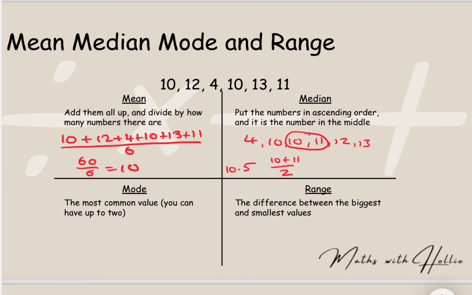The mode is the most common. So this one's nice and easy. We just look for which number we see the most. So in this question, the only number that repeats is 10. And then the range is the difference between the biggest and the smallest value. So it's the spread of data. In this example, it is 13 minus 4, which is 9. Okay, and they are the 3 averages and the range.